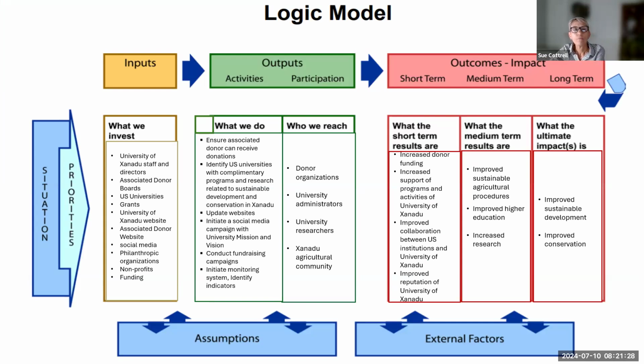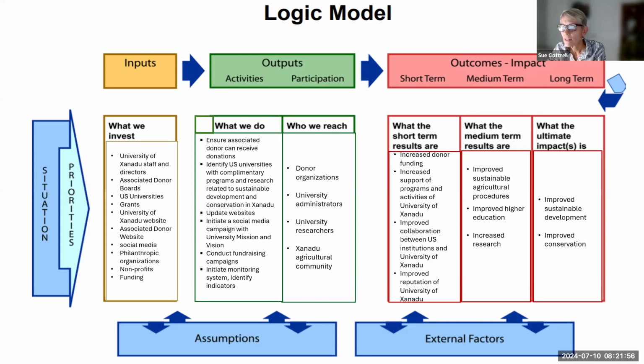So the inputs, what are we going to invest? The University and Xanadu staff and directors are inputs, right? Associated donor boards are inputs, US universities or other universities, grants, anything you could think of that you need to invest to make your project successful. And there's probably more that I didn't include on here. These are just examples. So those are the inputs.